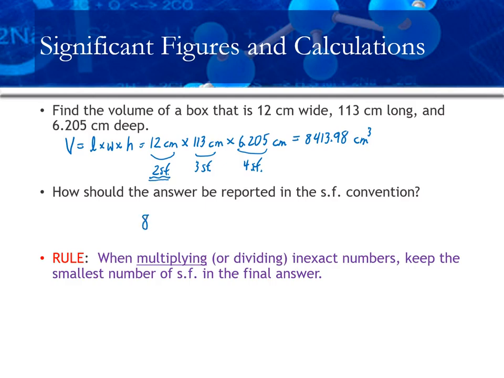So we're going to report it as 8.4, and just to be clear with significant figures, I'm going to use scientific notation so that it's clear how many significant figures I have. 8.4 thousand cubic centimeters, or you could rewrite that as 8.4 liters, remembering that 1 cubic centimeter is 1 milliliter, and 1,000 milliliters is 1 liter.